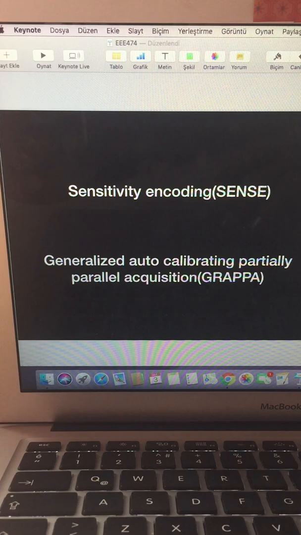SENSE aims to collect undersampled k-space. This k-space is an analyzed image. In order to apply extended SENSE reconstruction, we have to construct matrices that come from the superimposed ghost as unknowns, and GRAPPA works with the undersampled k-space rather than working with the analyzed image, which is what SENSE does.